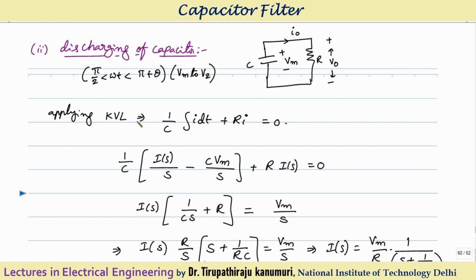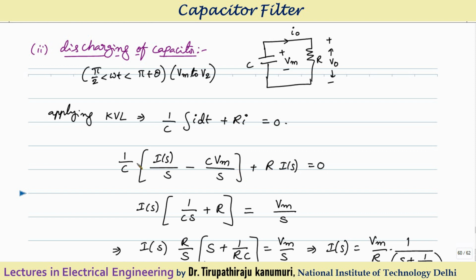Agree with me? Applying KVL to this loop, I can write 1 by C into the integration of I dt plus R into I, which will be equal to 0. I am taking the output current I naught as I here to make the writing easy. I can write this in the Laplace transform as 1 by C into I of S by S minus the initial value of charge divided by S, because charge Q is equal to C into V. Initially the voltage is V maximum, that's why it is C into V maximum. That is my initial condition, divided by S, plus R into I of S is equal to 0.